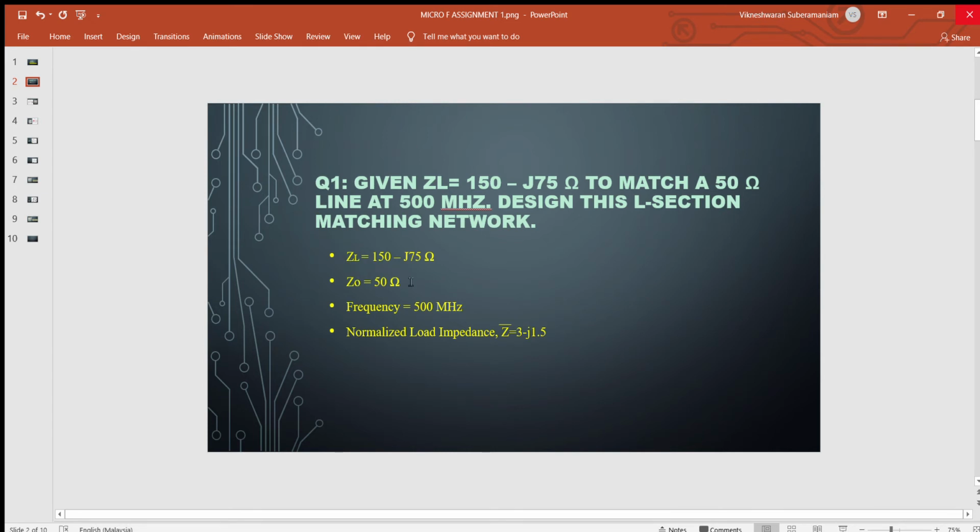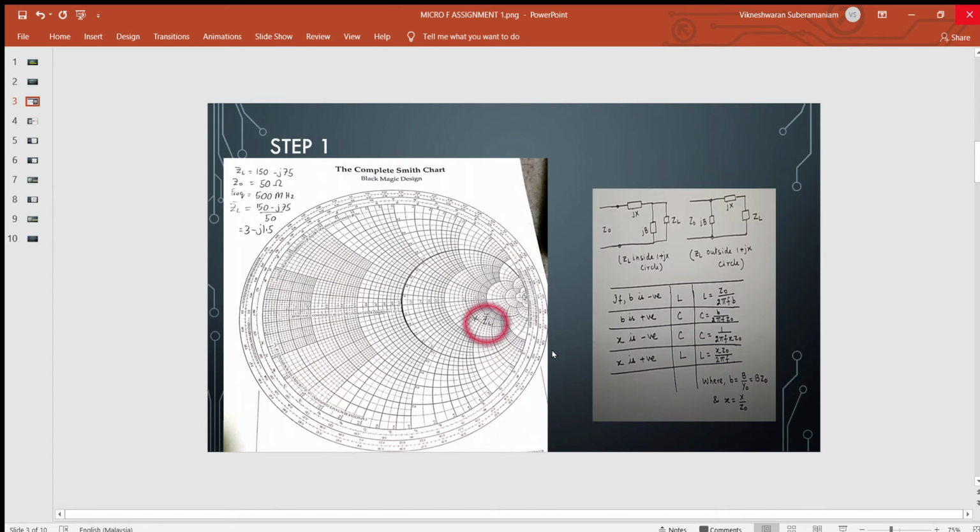From here you can see that I have already pinpointed the main points from this question: the load impedance, the characteristic impedance, and the frequency. I have also calculated the normalized load impedance, which is 3 minus 1.5j. My next step is to plot the normalized impedance, which I have calculated just now.